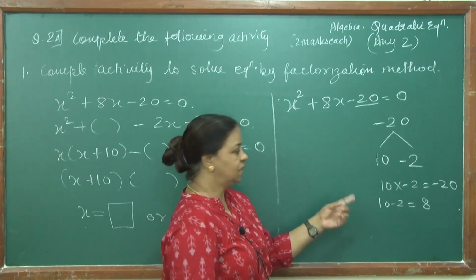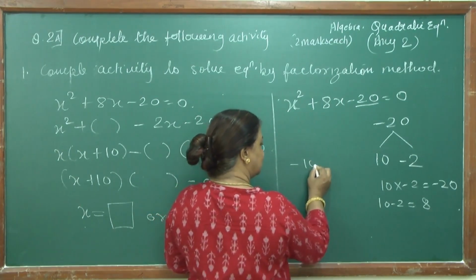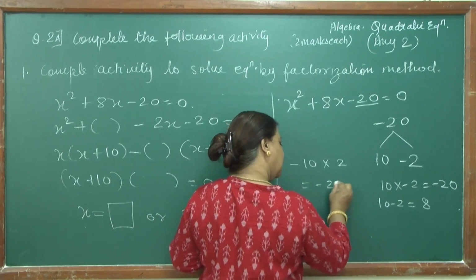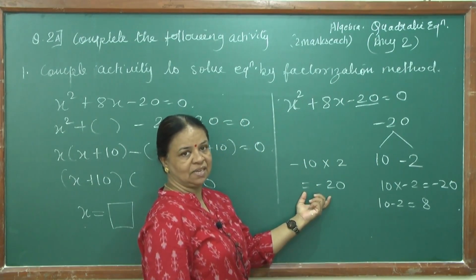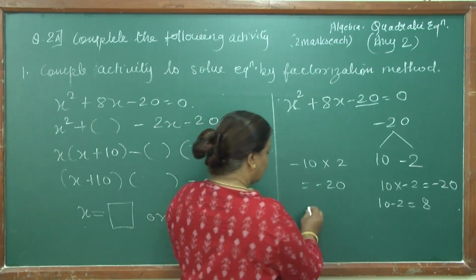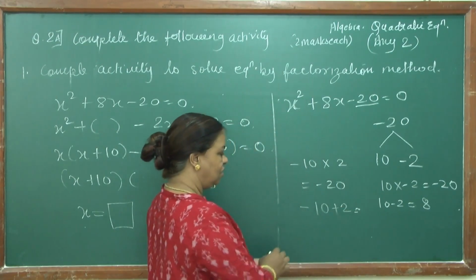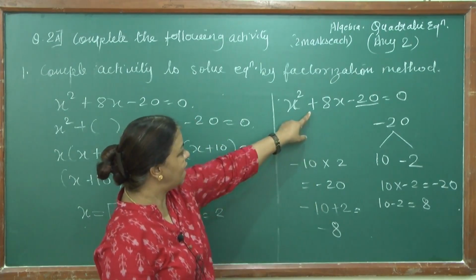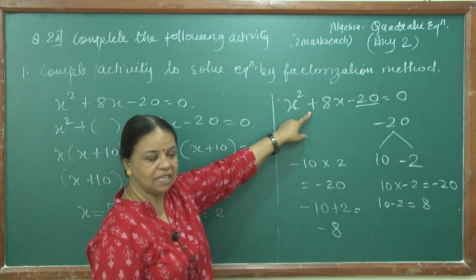We should take the numbers. Let us go for minus 10. If I take minus 10 into 2, I will get minus 20, which is here. But why should I not take minus 10 and 2? Because minus 10 plus 2 after subtraction will give me minus 8, whereas I have here plus 8. Did you understand, children? Once again I will explain.